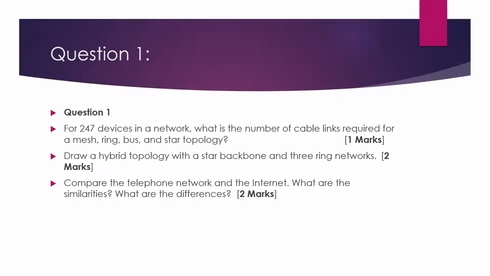You can see a question is given: for 247 devices in a network, what is the number of cable links required for a mesh, ring, bus and star topology? And what is the second sub question? Draw a hybrid topology with a star backbone and 3 ring networks. That is for 2 marks. And we have to compare the telephone network and the internet, and discuss what are the similarities and what are the differences. So let us solve the first sub question.